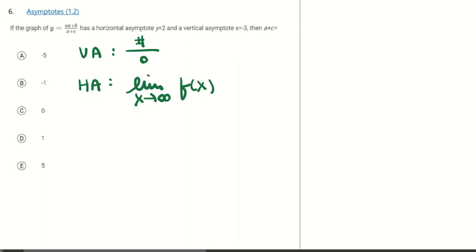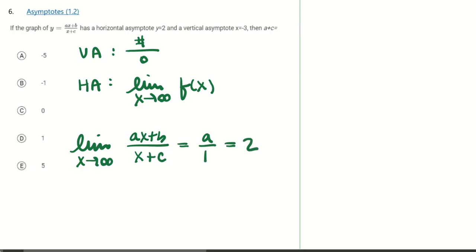So if y equals 2 is the horizontal asymptote, then I know that the limit of ax plus b as x goes to infinity divided by x plus c, well, that's first degree on top, first degree on bottom. That's going to be same power, divide the coefficients. That's a divided by 1. But they also told me the horizontal asymptote was y equals 2. So I know that a equals 2.